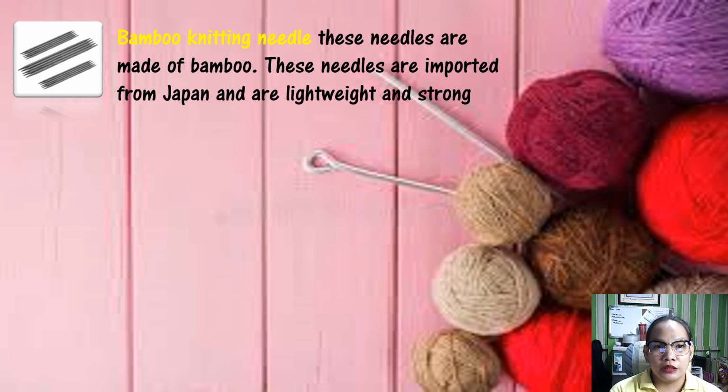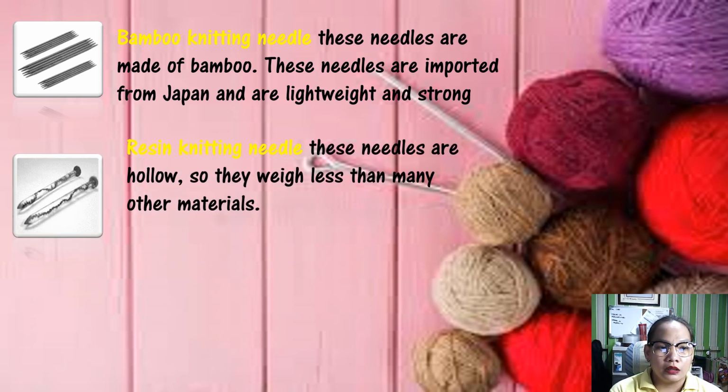Next is bamboo knitting needle. So these are made of bamboo. It is imported from Japan and it is also lightweight and strong. Next is resin knitting needle. So these are hollow, so they weigh less than many other materials.